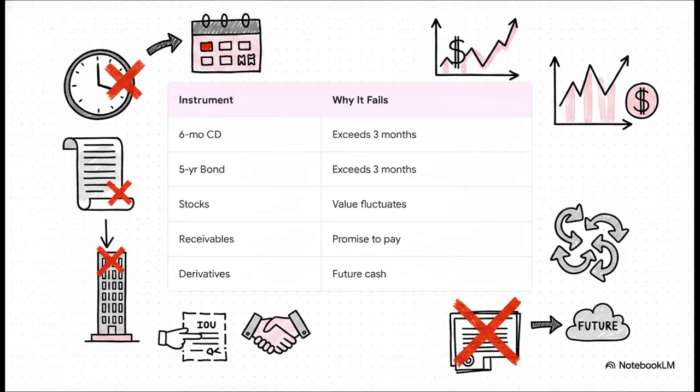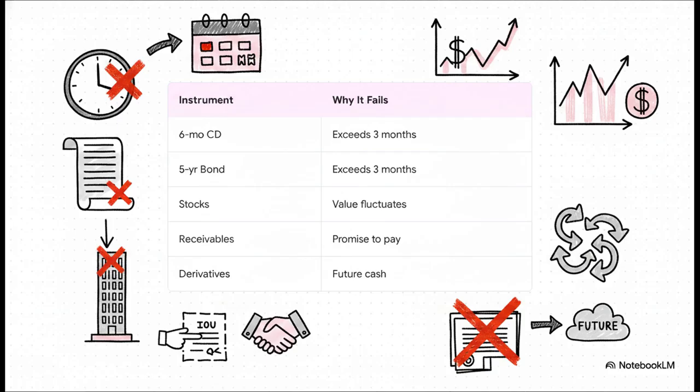A 6-month CD fails. The original maturity exceeds 3 months. It belongs in short-term investments. A 5-year government bond fails. Obviously a long-term investment. What about shares in another company? Fails. Stock value fluctuates way too much, so those sit under equity investments. Trade receivables? Well, that's not a cash holding at all. It's just a promise to pay in the future, so it goes right into accounts receivable.